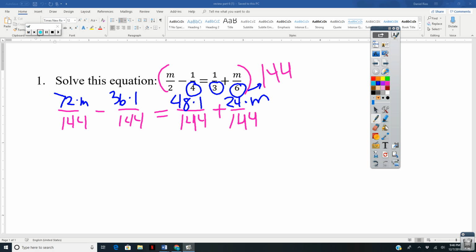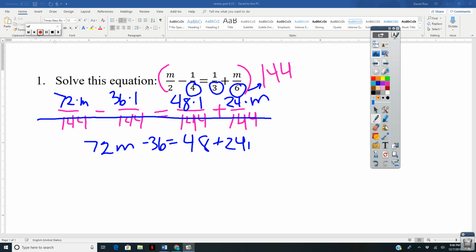Once you get all those to be the same, then I have 72m. You can cross out the denominators because they're all the same. Then 36 times 1 is 36, 48 times 1 is 48, and 24 times m is 24m. From here it becomes something super easy. I think every single period today wanted to do minus 24m first. So minus 24m.